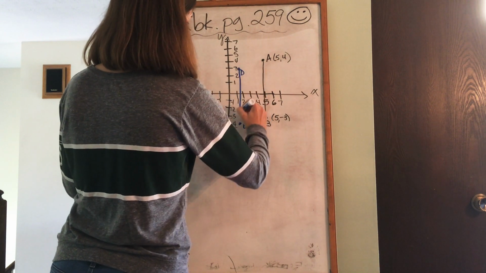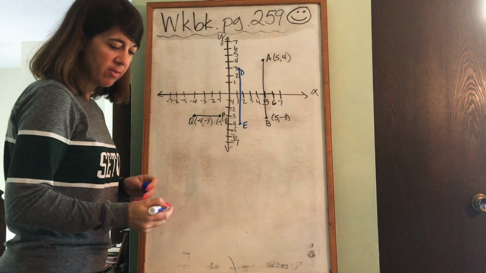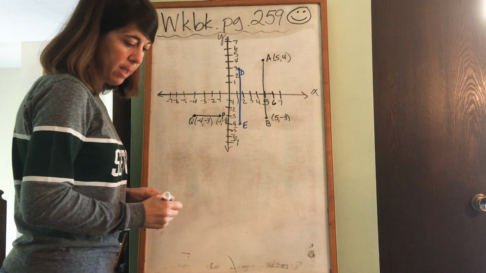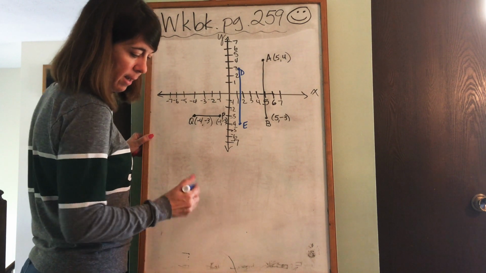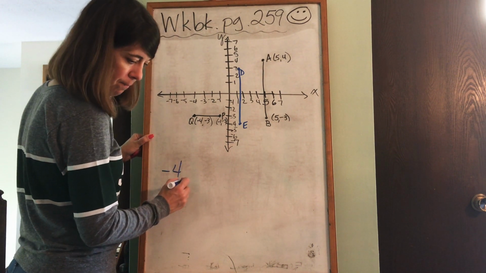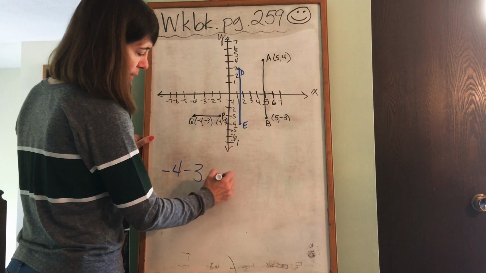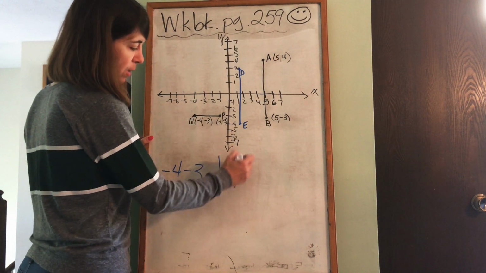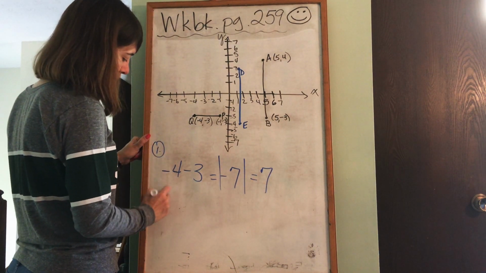All right, so notice it's a vertical line. It's parallel to the y-axis, so we're going to subtract the y's. Okay, so we're going to take, if you're looking at the workbook there, negative 4 minus 3, those are our y numbers, and so we get negative 7, and then we absolute value that, and we get 7, and that was number 1.